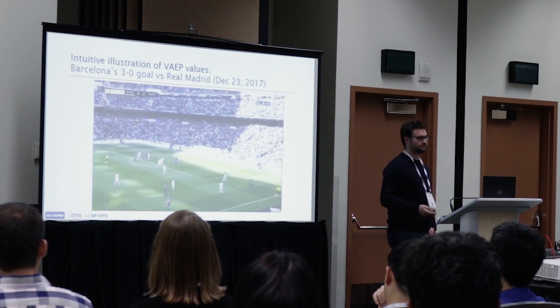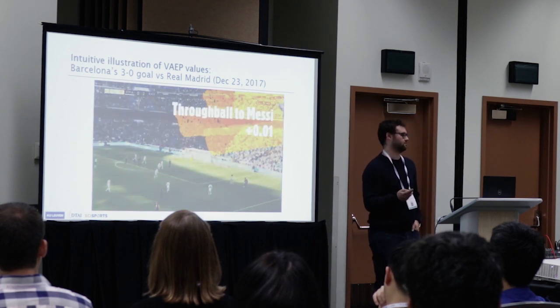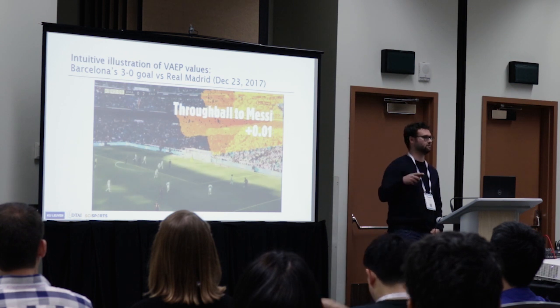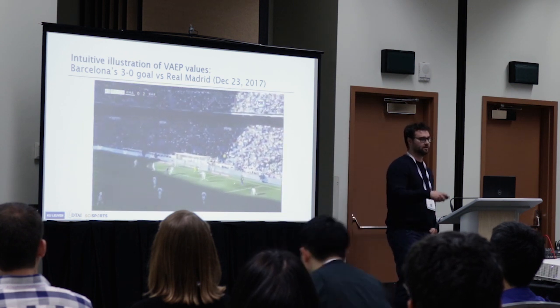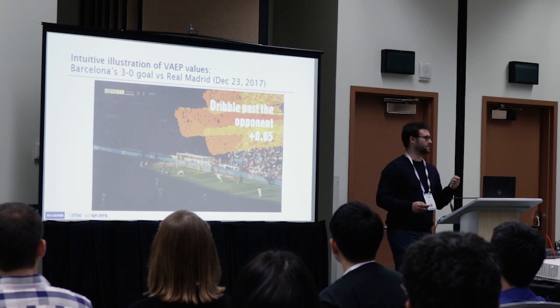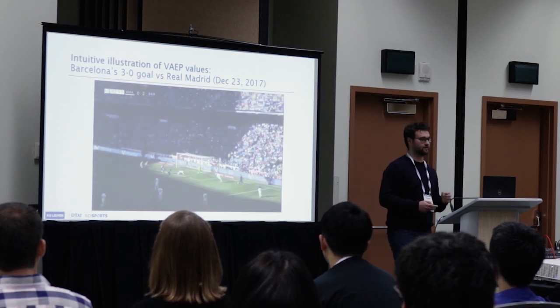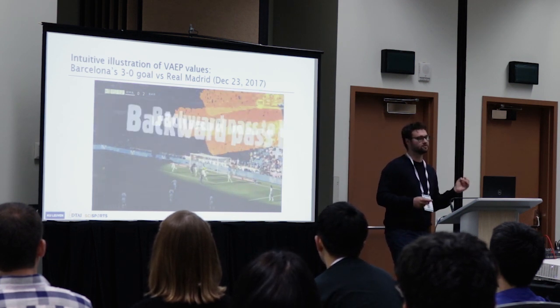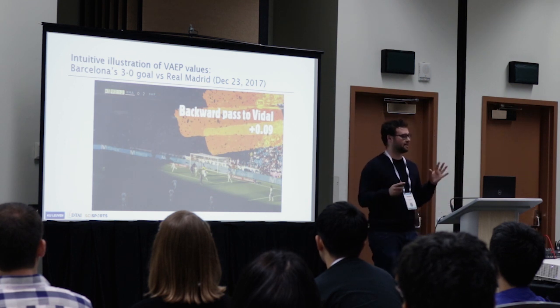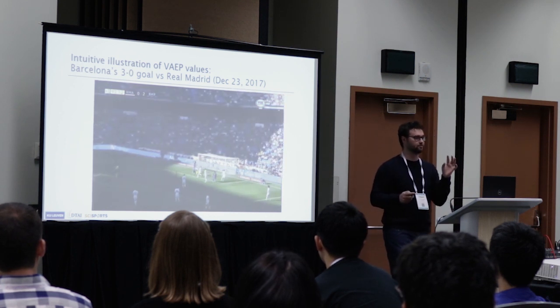But then here it gets interesting. This is a pretty good pass, and this actually helps raise the scoring odds by 1%. This dribble is really great, and it gets a really high value because it really raises the odds of scoring. And then this backwards pass gets rated even higher because now the chances of scoring are 17%.